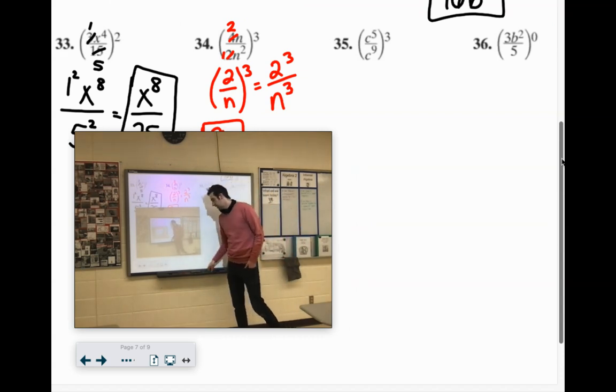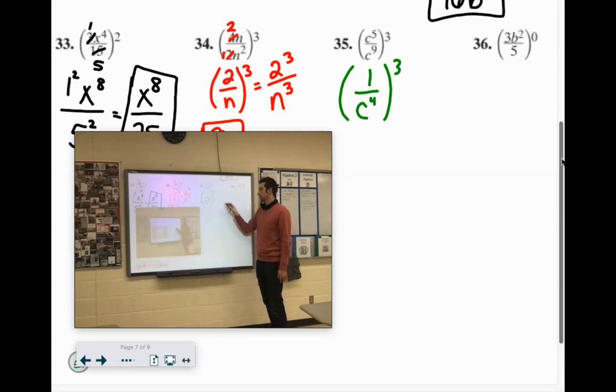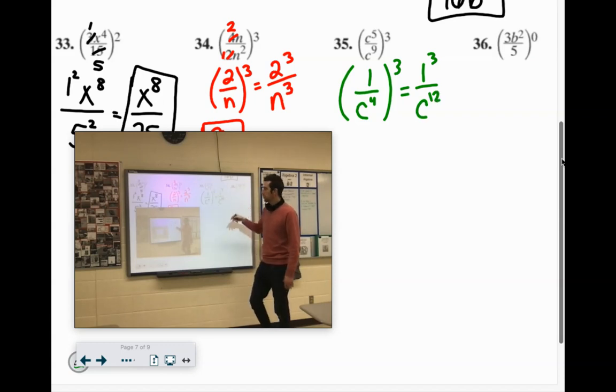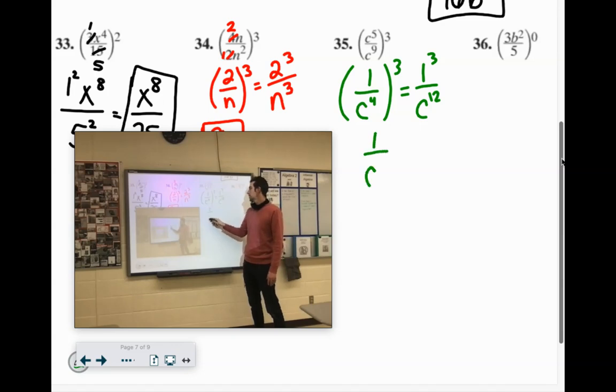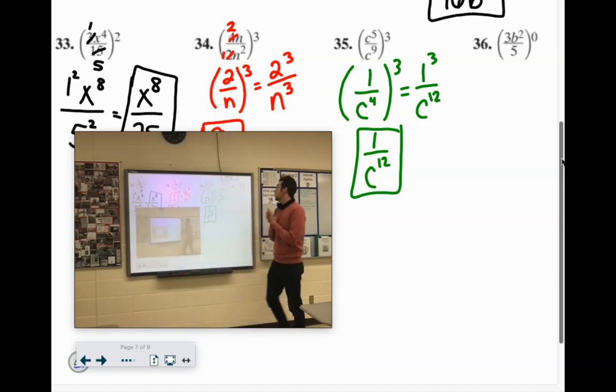C to the fifth over c to the ninth, all of that is to the third. Let's simplify. So initially, before we even bring in the third power, there are more c's in the denominator. And if you did 9 minus 5, that'd be 4. So we'd have c to the fourth in the denominator. Now we're cubing everything. So it'll be 1 to the third power over c to the 12th, because we did 4 times 3. 1 to the third, 1 times 1 times 1 is 1. And you can't simplify 1 over c to the 12th anymore. All right. All of this stuff is to the 0 power, so it all equals 1.